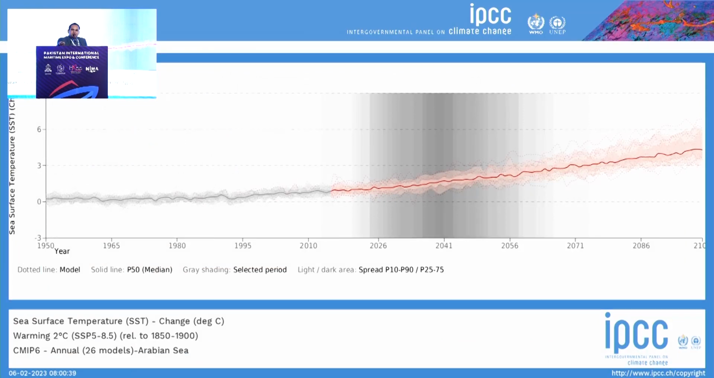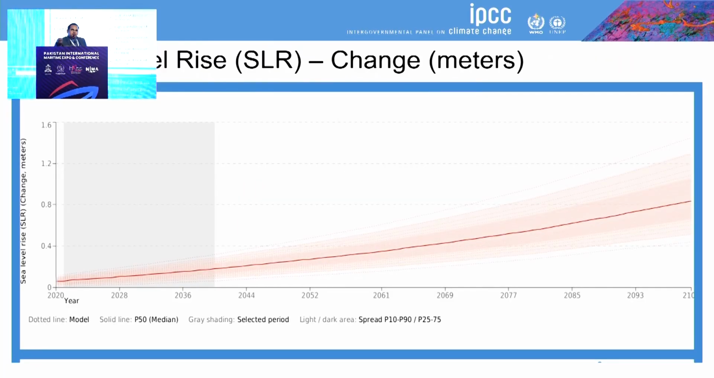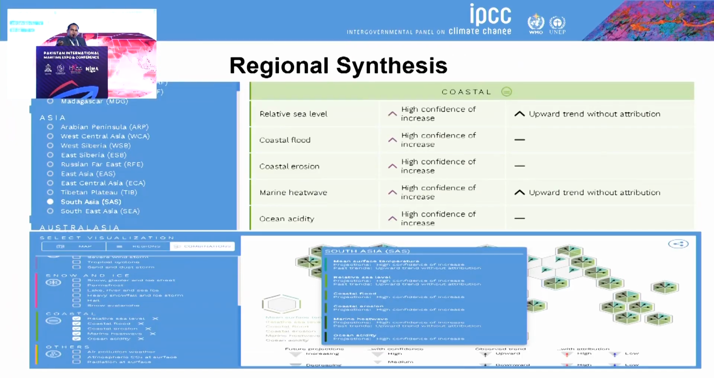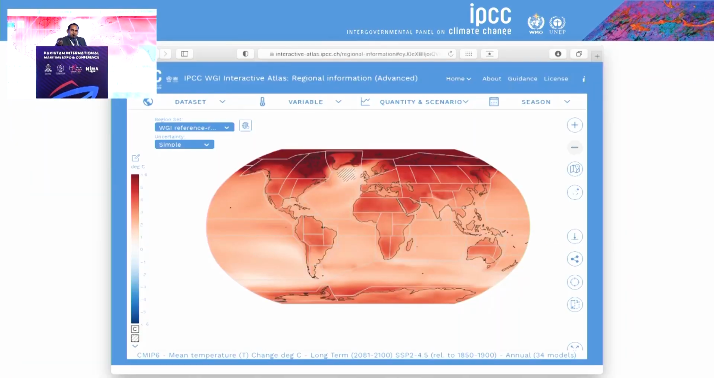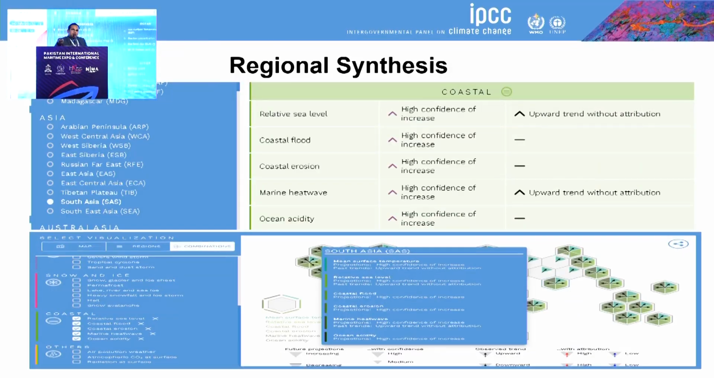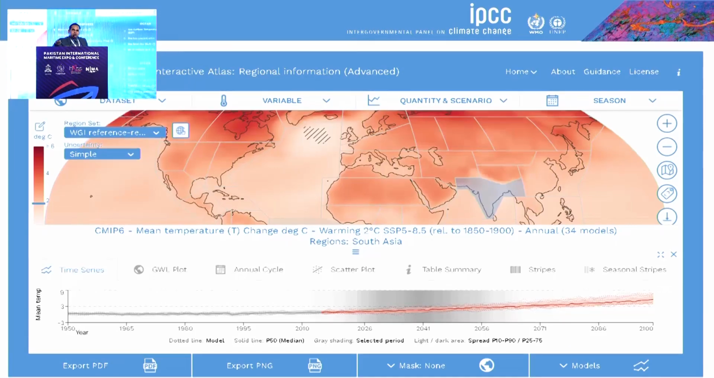So this is the time series, and this is sea level rise for our region, which was already mentioned by Irfan Sahab, that it will be around 0.7 meters by the end of this century. This is the regional synthesis we can produce using the interactive tool.